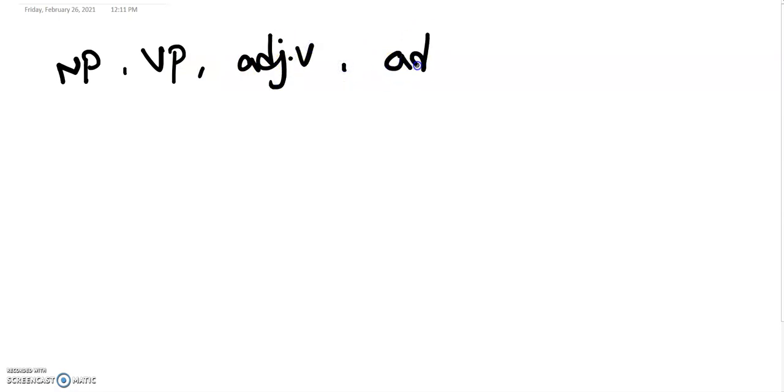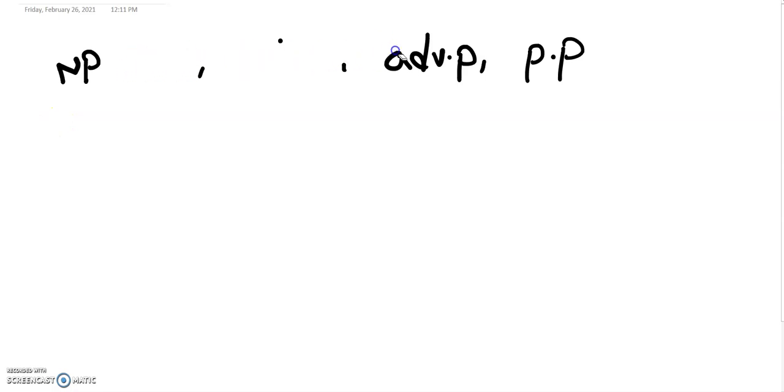We have noun phrase, verb phrase, adjective phrase, adverb phrase, and preposition phrase. Now, each one of these phrases is named based on the word that governs the group. Now, we will start with the noun phrase at the beginning by mentioning just a very simple sentence.